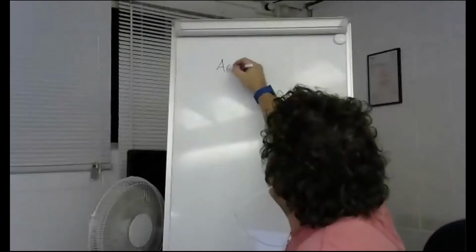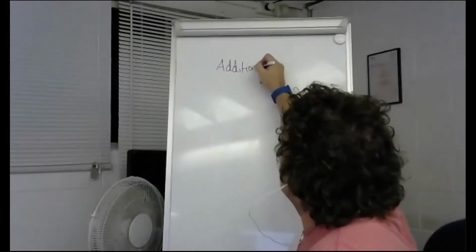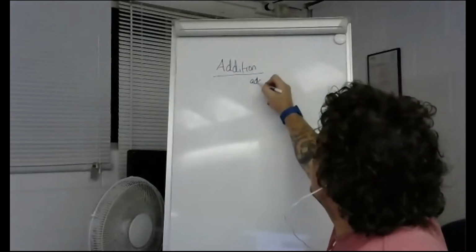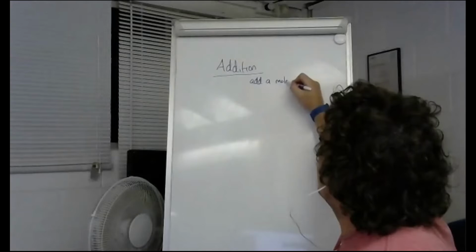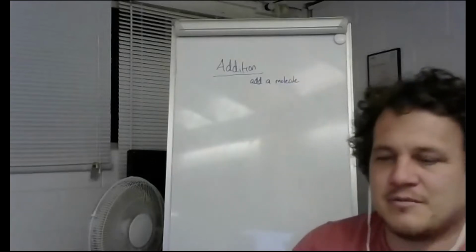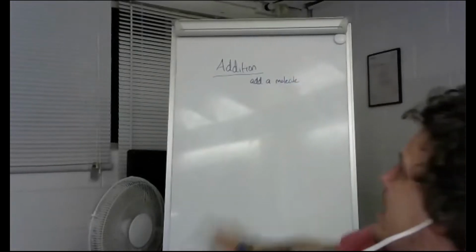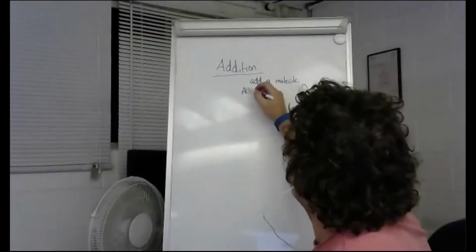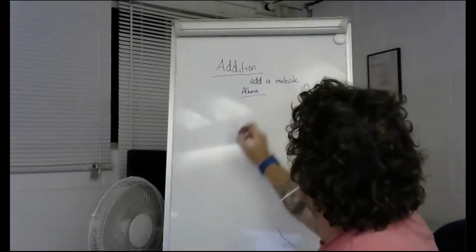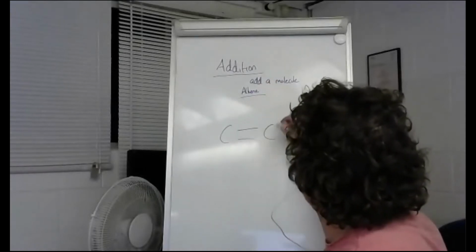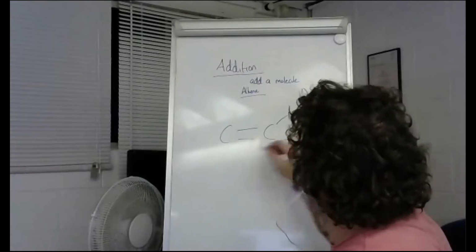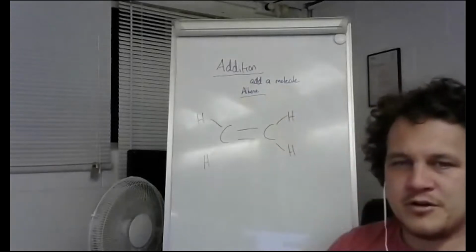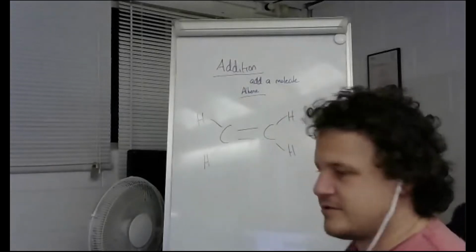And now you're probably saying, how can we do addition reactions? Well, we add a small molecule. Before we were substituting for something else. Now we're adding a molecule. So we start with an alkene. So we start with a carbon double bond. What we want to do is break the double bond.